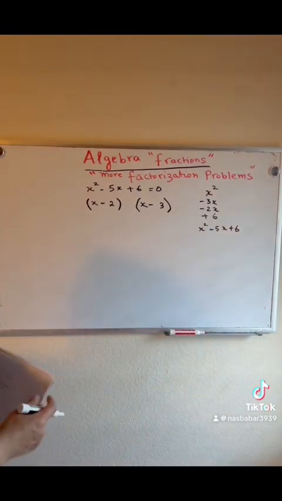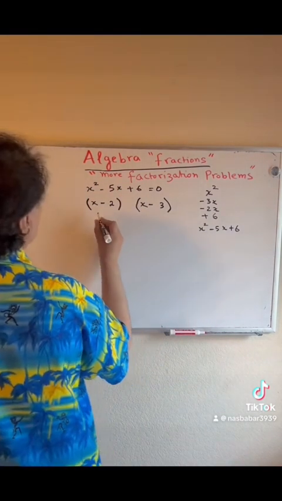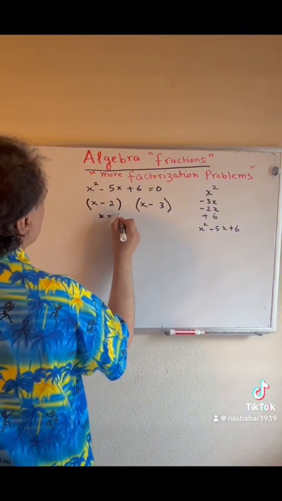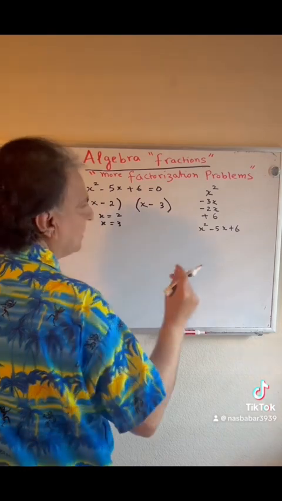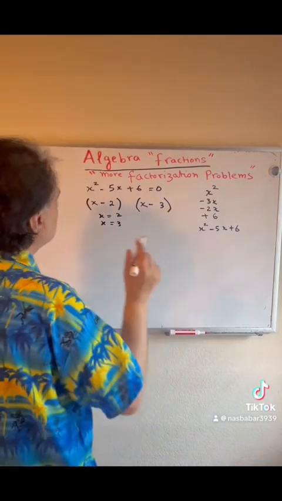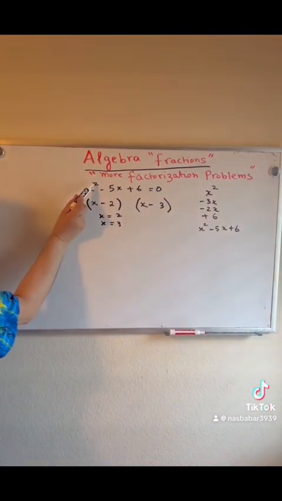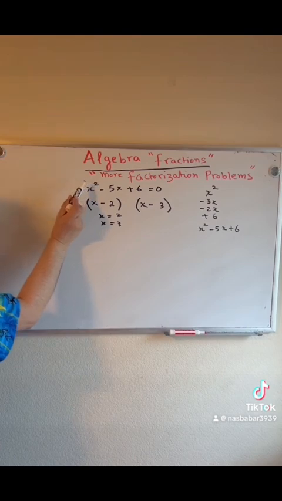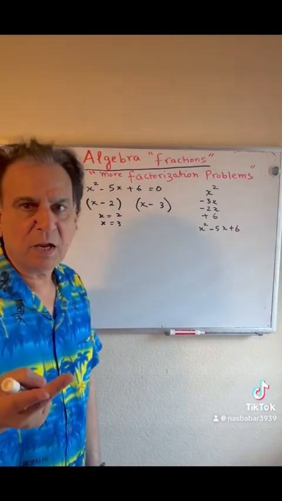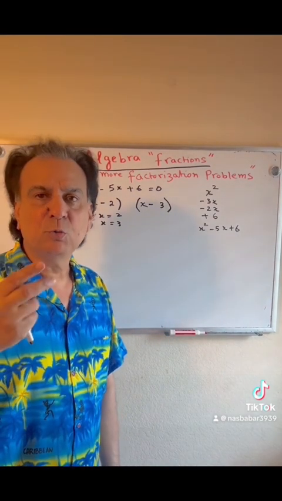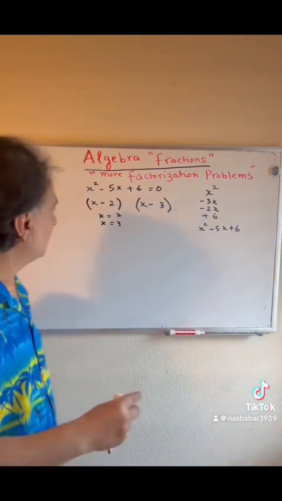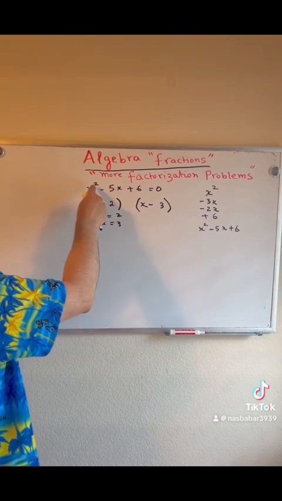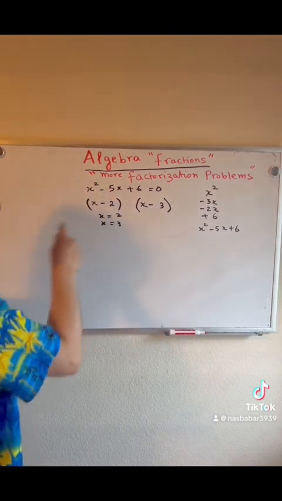So now it has two answers. X can be equal to 2 and x can be equal to 3. Like I told you in my last lecture, this exponent right here, which is square, dictates how many answers you have. If it's x cubed, you'll have 3 answers. If it's x to the fourth, you'll have 4 answers. But in this case, it's x squared. So I have 2 answers.